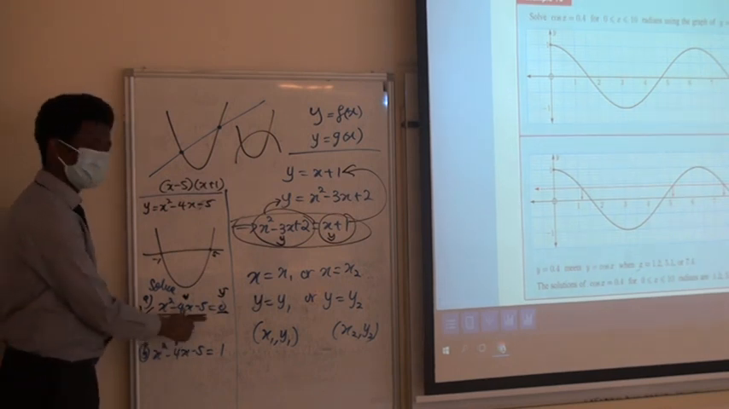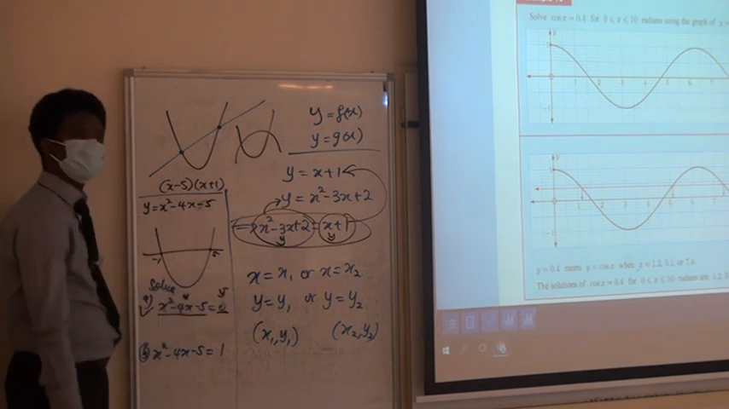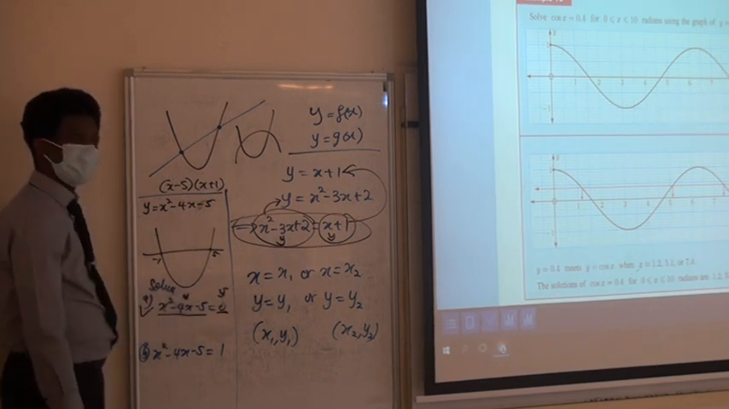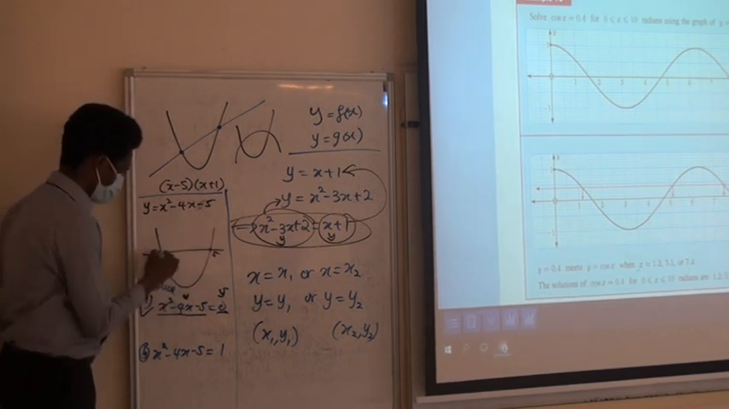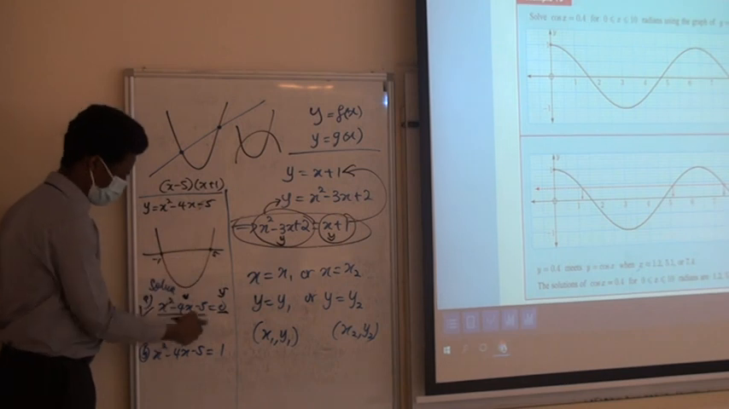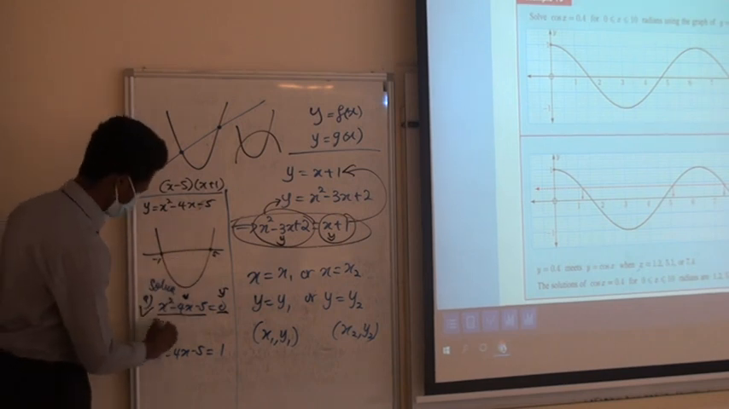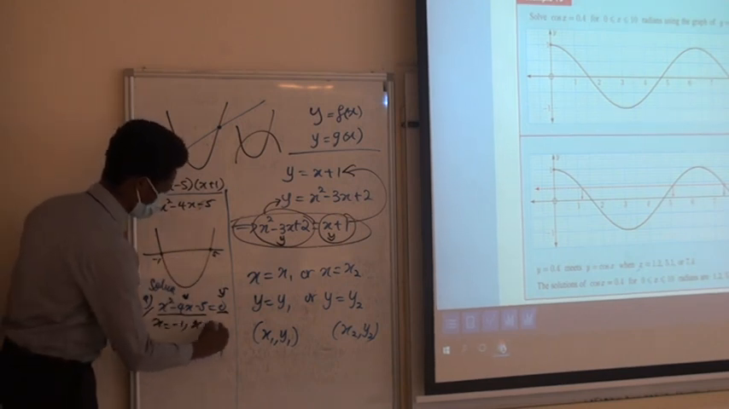And that is why we say, okay, where this meets with y is equal to 0. Y is equal to 0 is the x-axis. That's why we say where this curve meets with the x-axis. That is why this would be the answer. So here we have x is equal to -1, x is equal to 5. That's it.